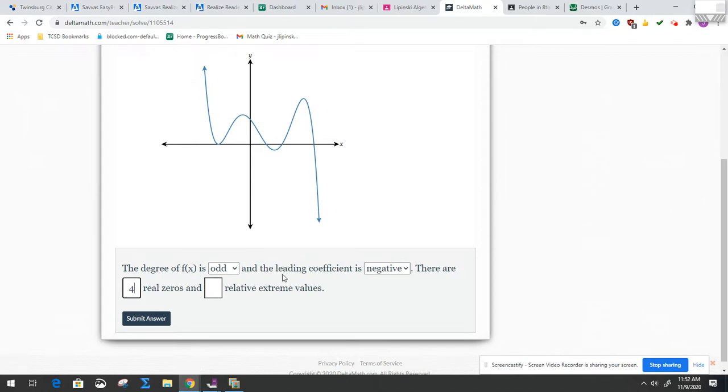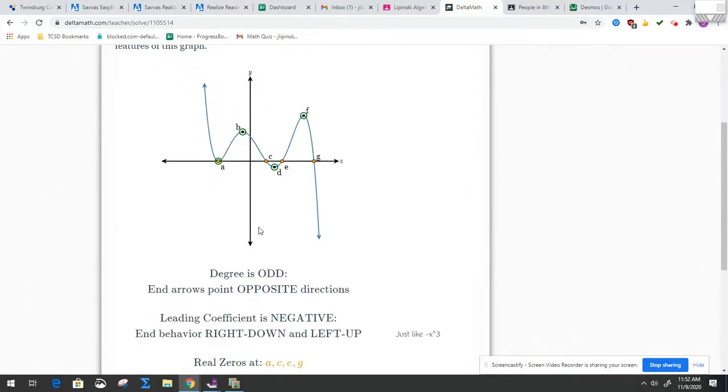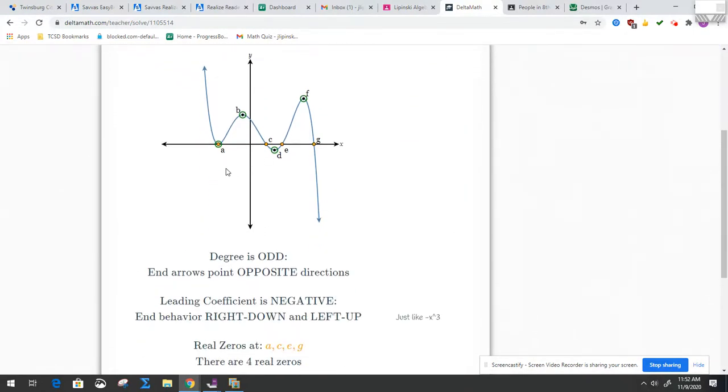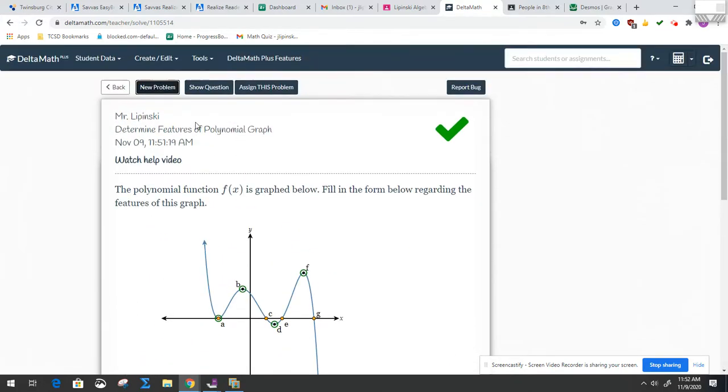And how many relative extreme values, meaning how many mins and maxes? 1, 2, 3, 4. Okay, so I want to look at this and make sure that this gives me the correct answer, because what do we notice here? It bounces off, so that actually counts as a multiplicity of 2. Okay, but you don't have to add that multiplicity. It only crosses at those 3 places. Okay, so you've got some problems like this.